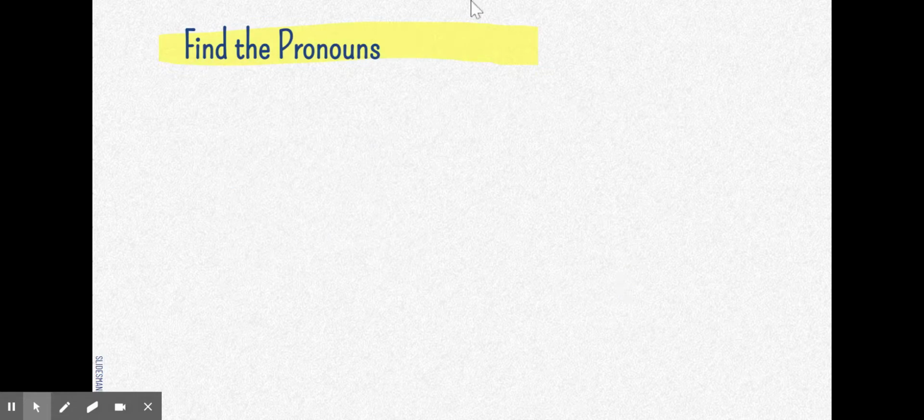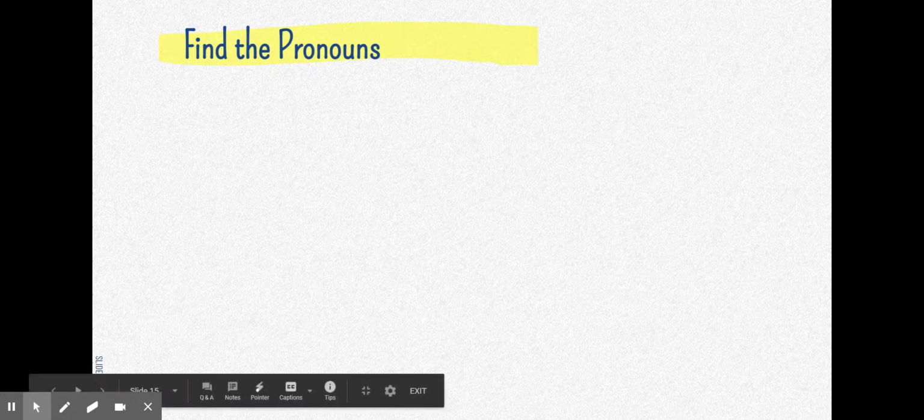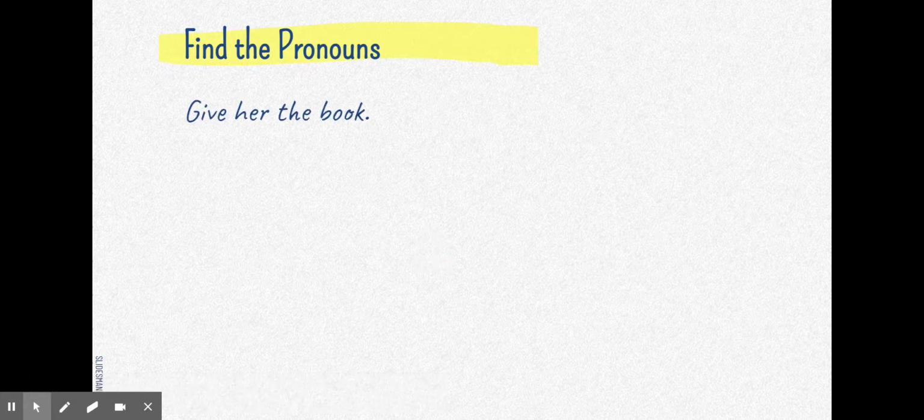Okay, so now let's do some practice. I want you guys to highlight the pronouns in your notes, and then when I reveal the answers, check your work. So in our first sentence, give her the book, we have one pronoun that you should be highlighting. So you can go ahead and pause it, highlight it, and then play it again, and I'll tell you the answer. Our pronoun here is her because it's replacing the person's name. You could say, give Susie the book, but instead they say, give her the book. So her is a pronoun.